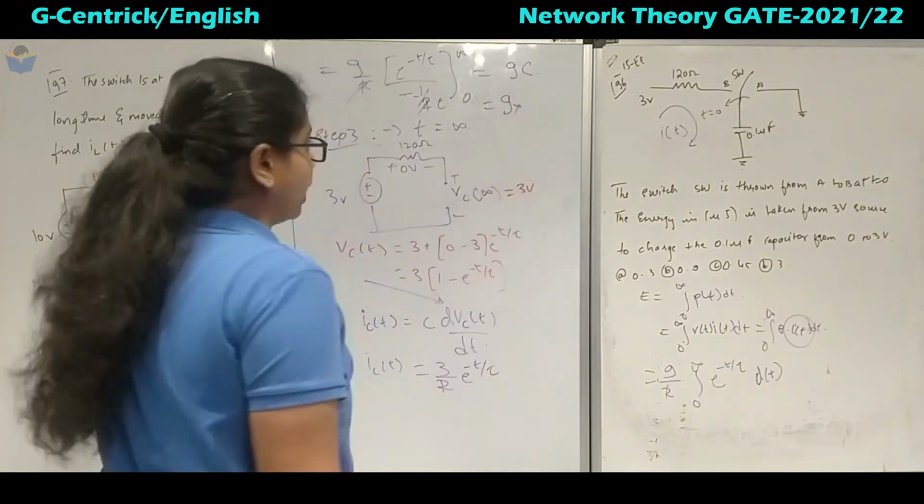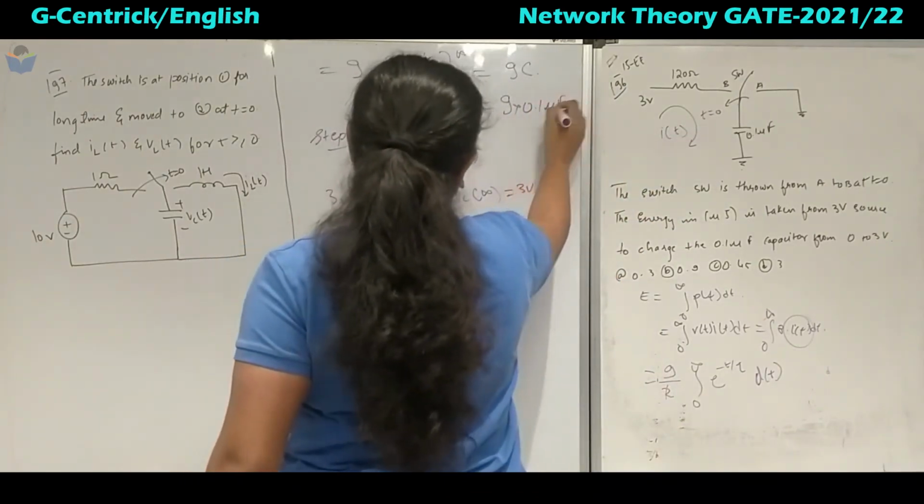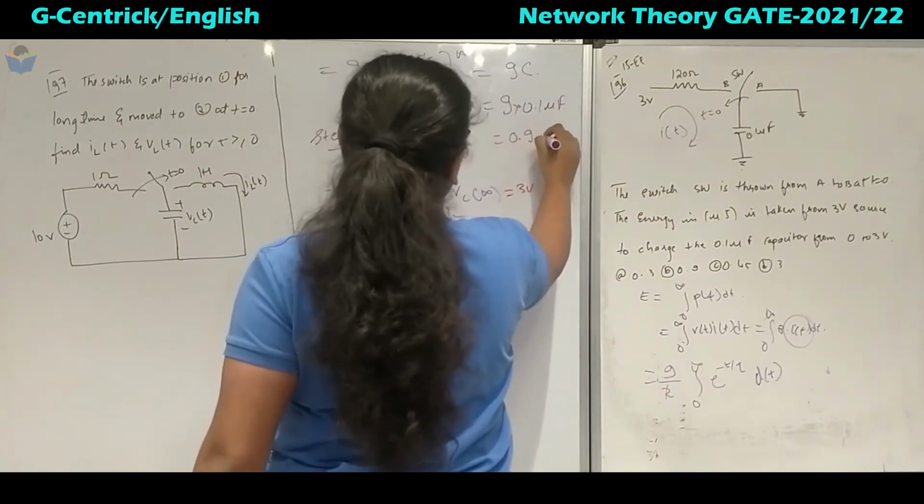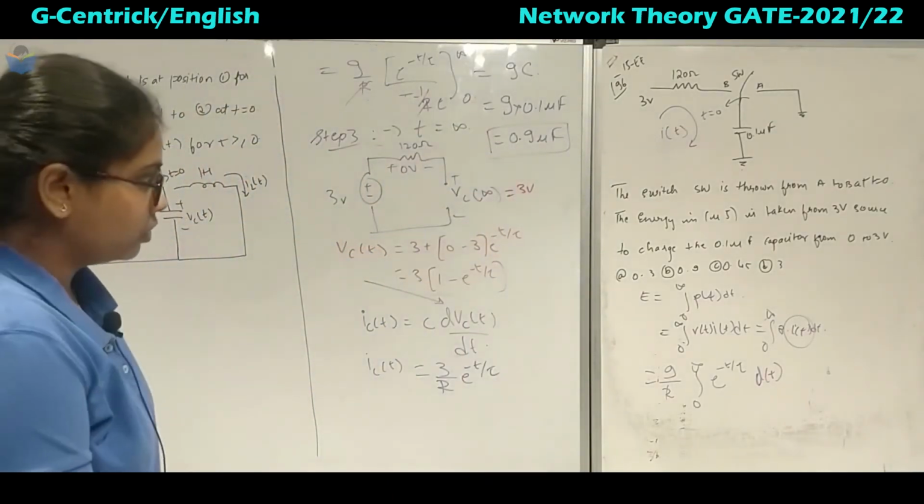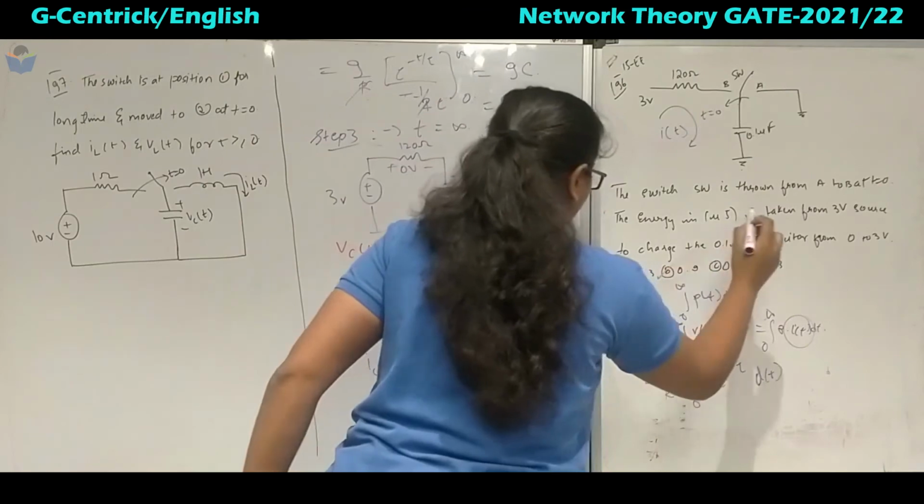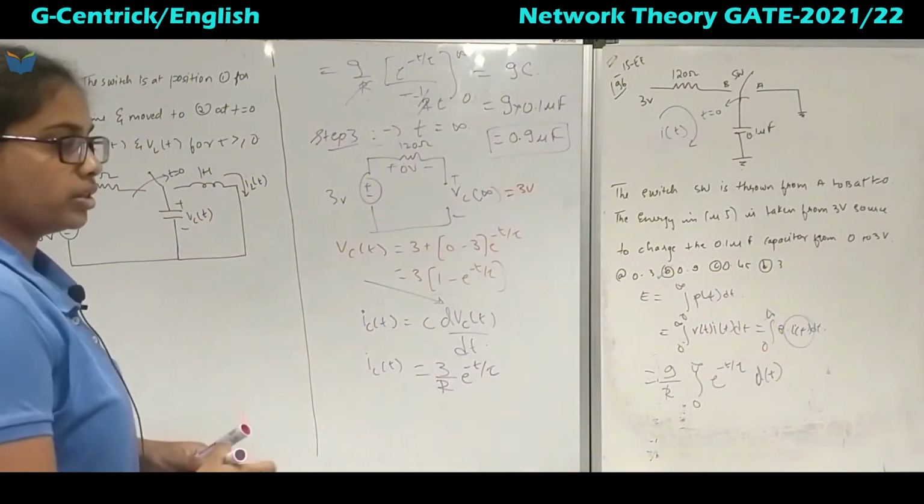9 into the value of C, which is 0.1 microfarad. So the total energy will be 0.9 microfarad. So in the options it is B. So this is the solution for this question.